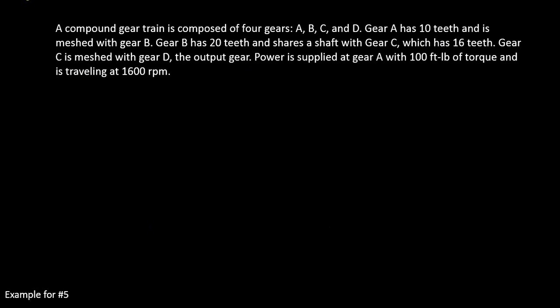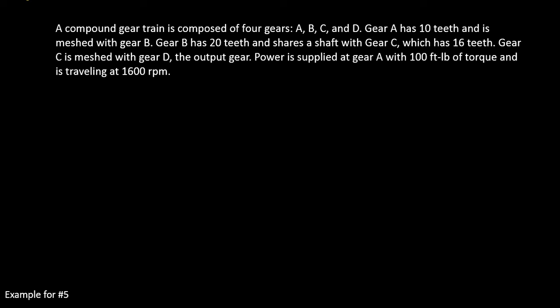So an example that's equivalent to number 5 on your activity is this. The compound gear train is composed of 4 gears, A, B, C, and D. Gear A has 10 teeth and is meshed with gear B. Gear B has 20 teeth and shares a shaft with gear C, which has 16 teeth. Gear C is meshed with gear D, the output gear. Power is supplied at gear A with 100 foot-pounds of torque and is traveling at 1600 RPM.